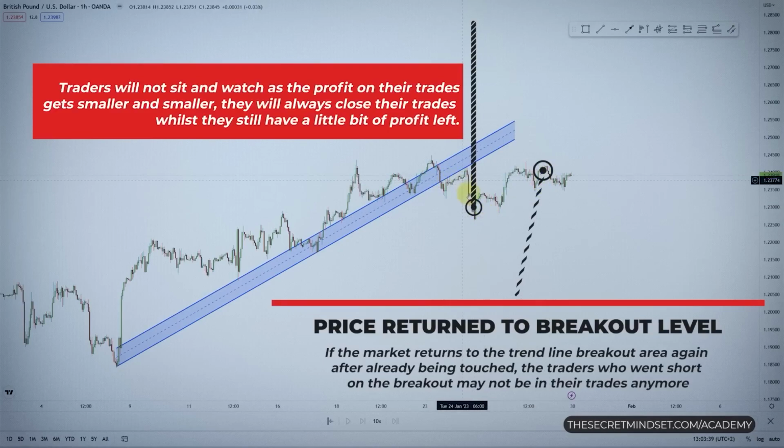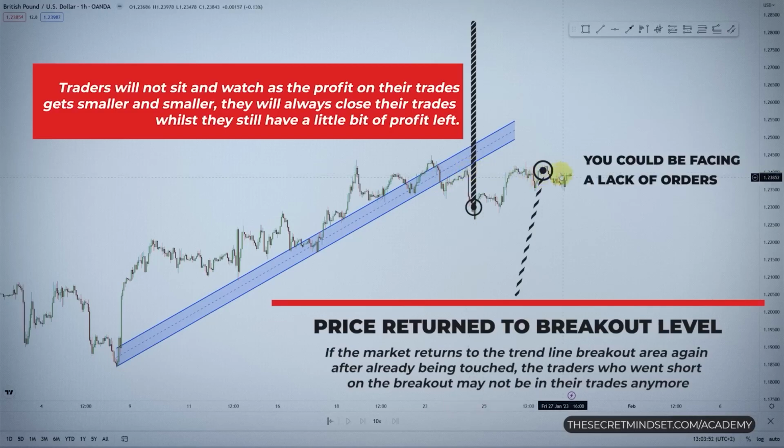Traders will not sit and watch as their profit on their trades gets smaller and smaller. They will always close their trades while they still have a little bit of profit left. At the second or third retest, you could be facing a lack of orders in the market, so focus on the first retest.